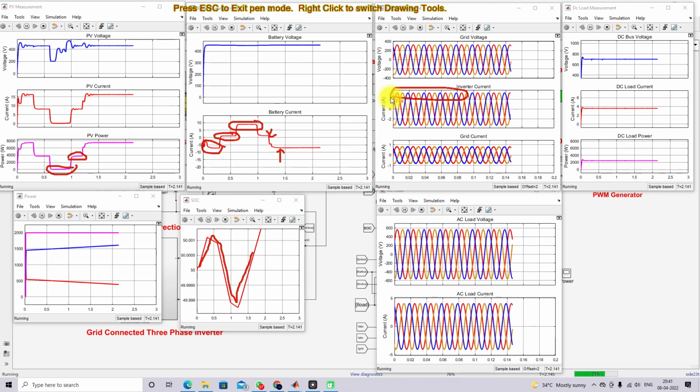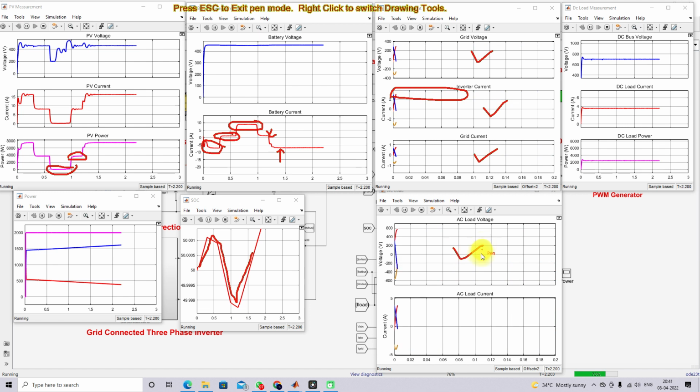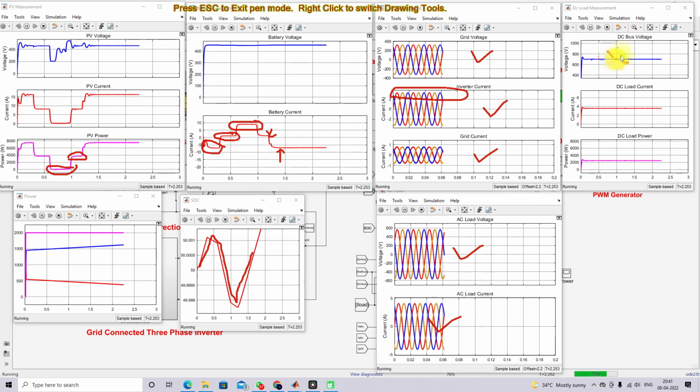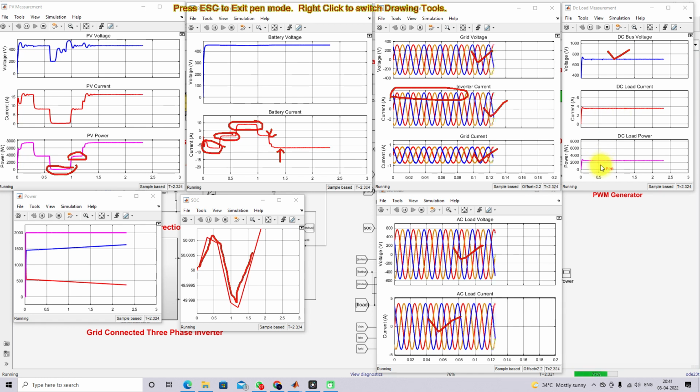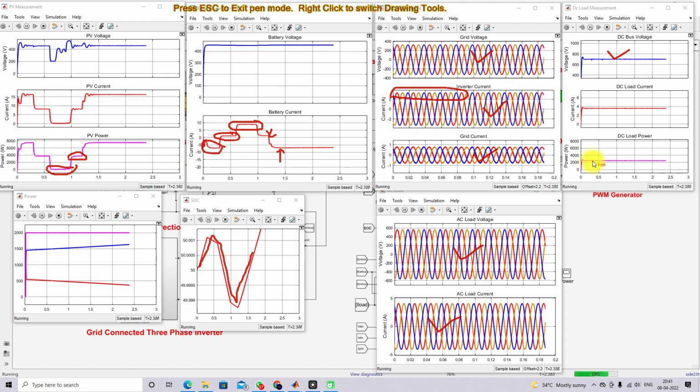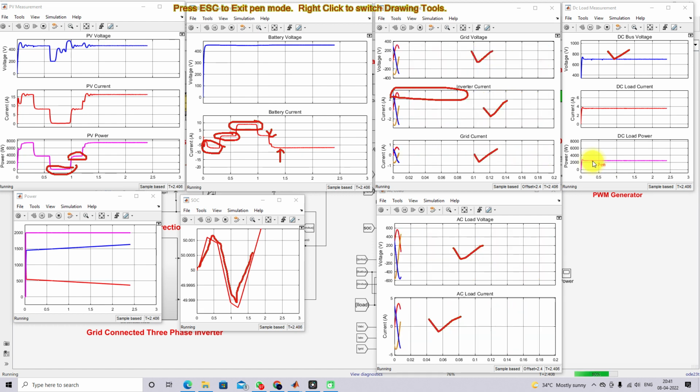This is the grid voltage, inverter current, and grid current. Here you can see the AC voltage, line to line voltage, and the AC load current. The DC bus voltage is maintained around 700, and this is the current of the DC load. This is the DC load power, maintained around 2500 watts. This is the working of the system where we are maintaining SOC at 50 percent.